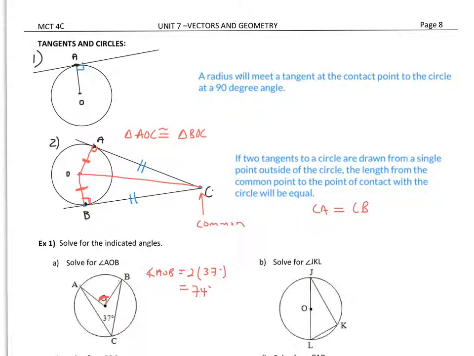Solve for angle JKL. So JKL, I'm looking for this angle. The letter in the middle is really where the angle is. The first letter is just telling us how we could trace out the angle. So from J to K to L, it's the angle in here. Now notice that JL is actually a diameter. That means that angle JKL is lying on that diameter, which means it's 90 degrees.